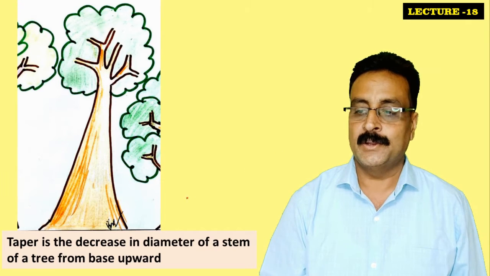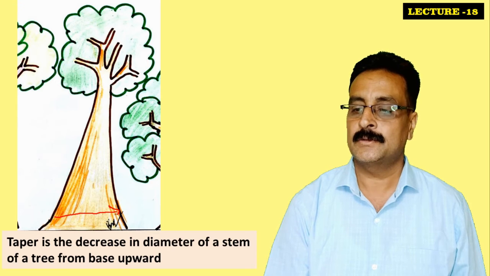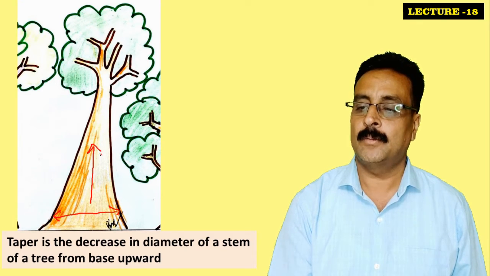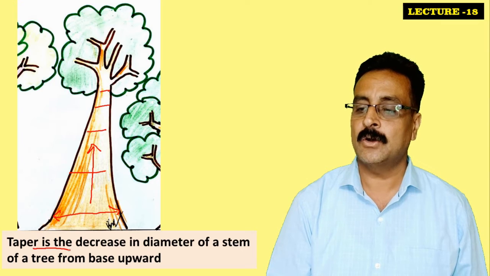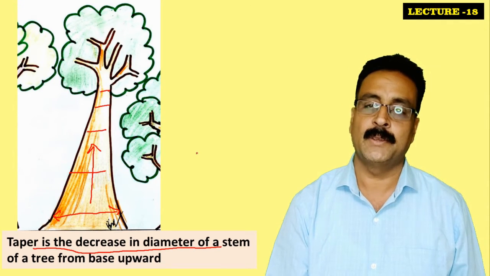So taper is the decrease. You can see it is a decrease in diameter. Here diameter is good enough. As we go to the top, the diameter slowly decreases. So taper is the decrease of diameter of a stem as the tree goes from the base upward.